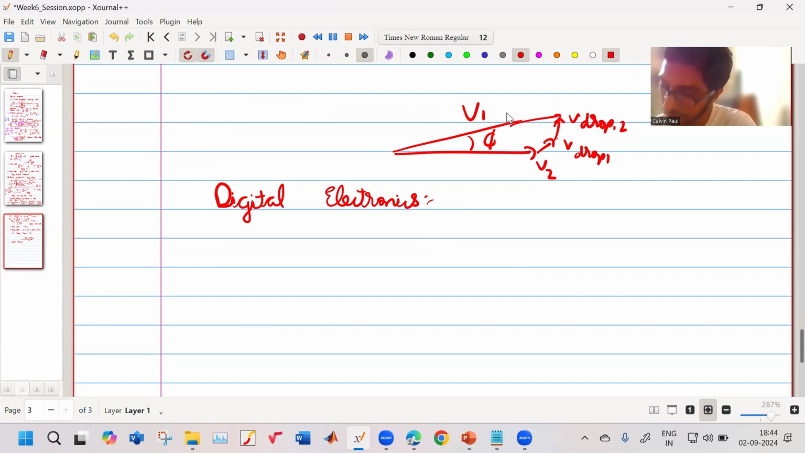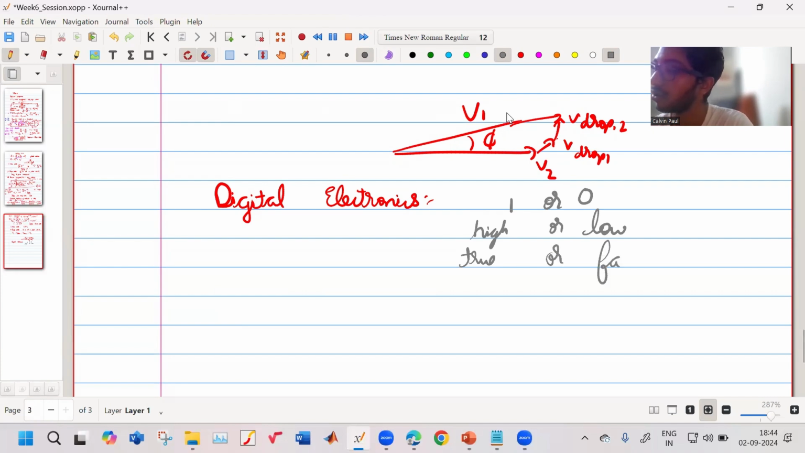In digital electronics, the main thing is that we have data and logic. It is either true or false, either high or low, either 1 or 0. There are many things.